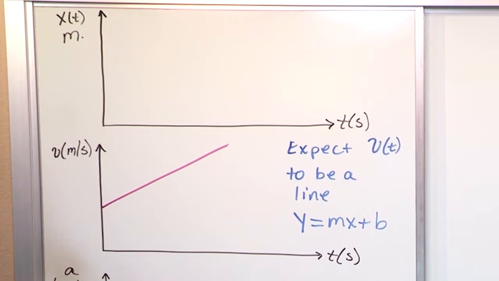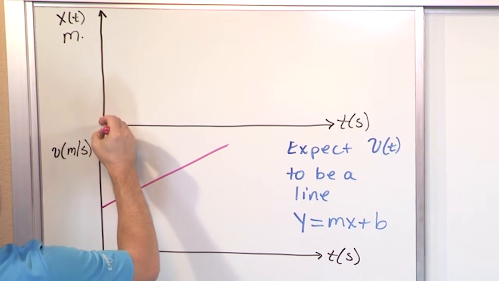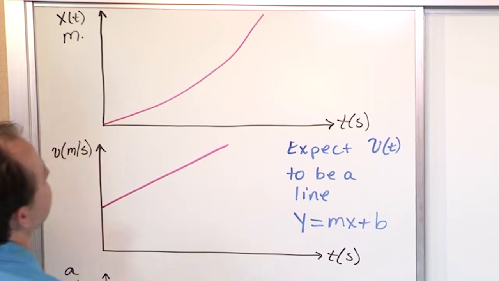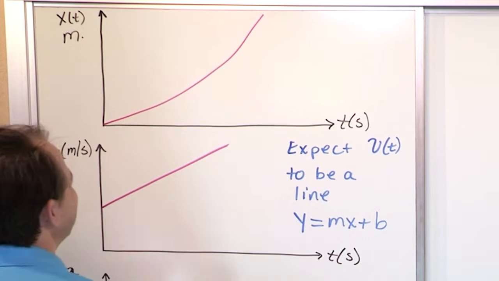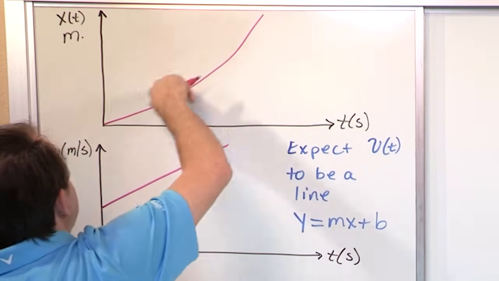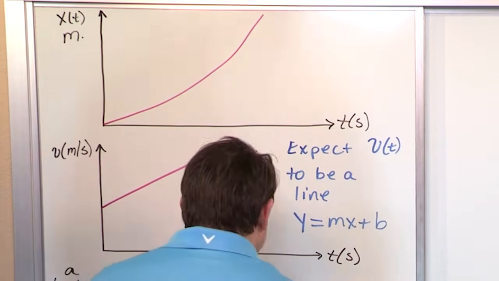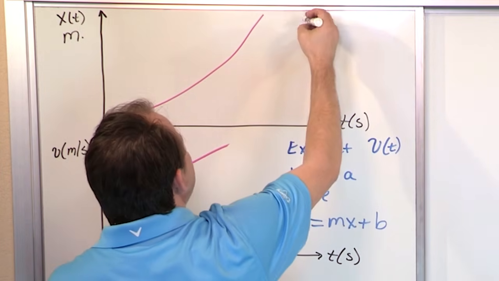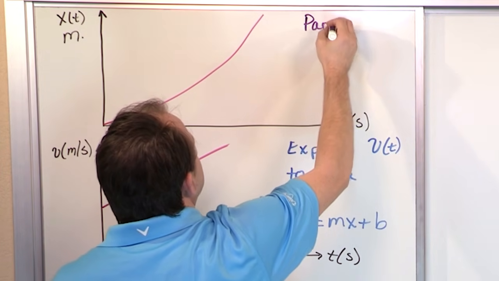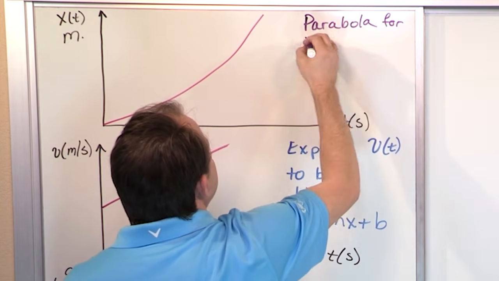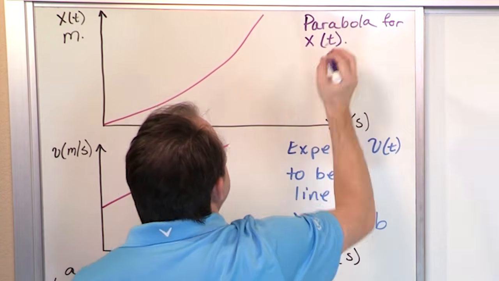The shape of the curve for position for this type of motion looks something like this. It's a curve. It's a parabola, basically. It's kind of a kinky looking curve. It's not exactly smooth, but it's a curve. It's a parabola. So for constant acceleration motion, we get a parabola for the position, that's x, as a function of time.